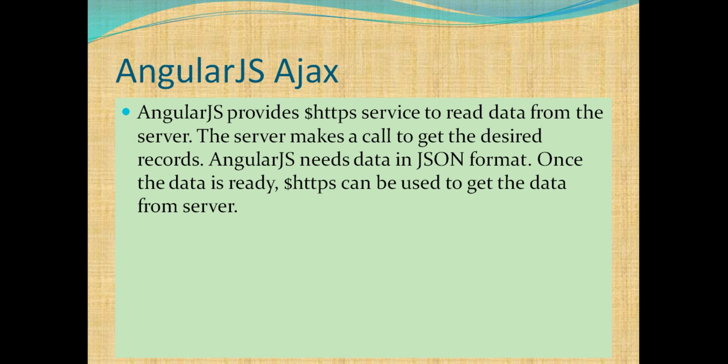Now let's look how we can implement AJAX in AngularJS. AngularJS provides $http service to read data from the server. The server makes a call to get the desired records. AngularJS needs data in JSON format. Once the data is ready, $http can be used to get the data from server. Let's see how we do it through code.